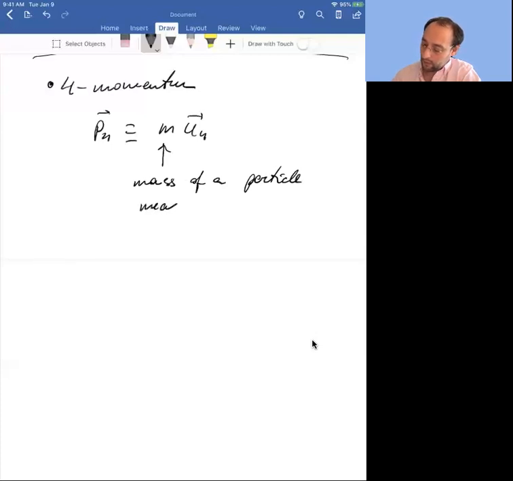measured in its own frame. So in its own frame, it's not moving. Okay, so for this reason, it's also called a rest mass, or sometimes it's called proper mass.